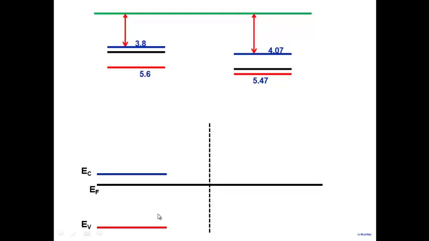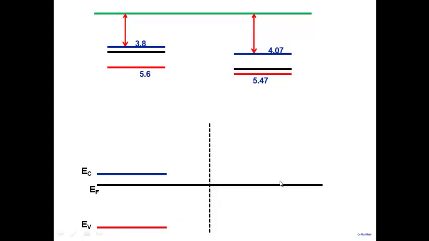So yes. Yeah, it should be below that. Yeah, right. These are qualitative diagrams. It's not been drawn to scale, right? Yeah, you're right. 5.6 should be below this here. True. So EC and EV are here.